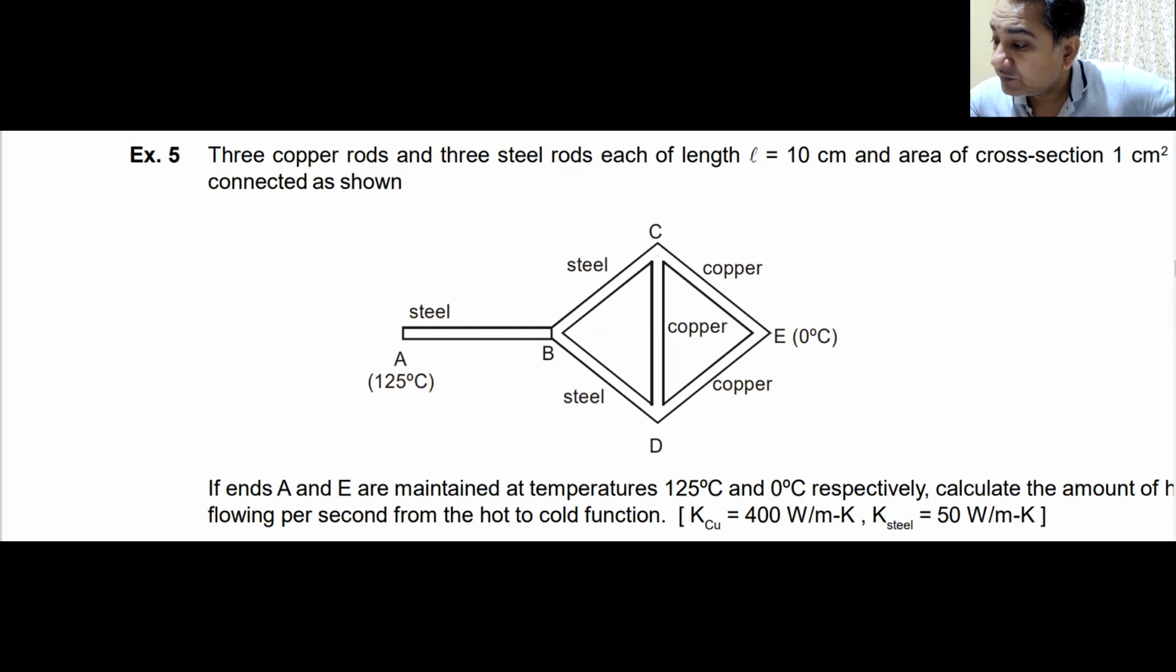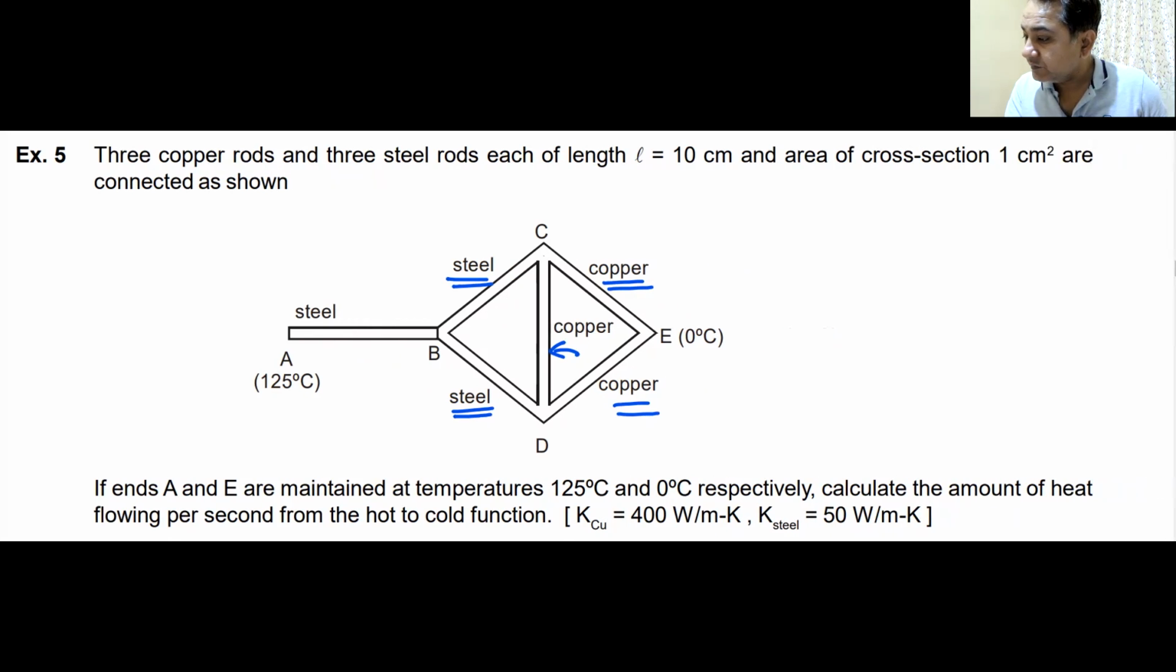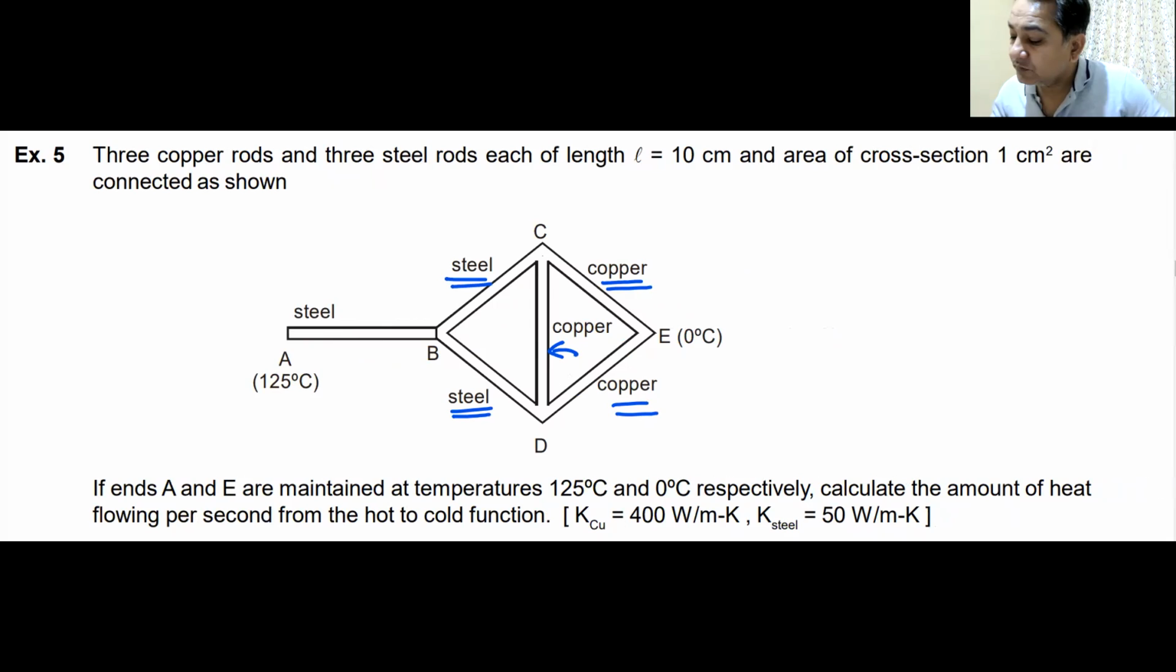I have a steel rod here, copper rod here, copper rod here, and in between I have a copper rod. The question says that I have to find the amount of heat that flows per second from the hotter end to the colder end. The question could be put in a different way. I could also ask you the temperature of this point.